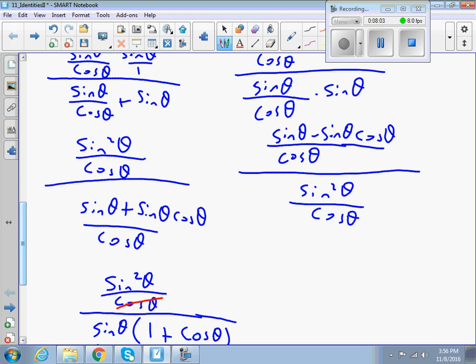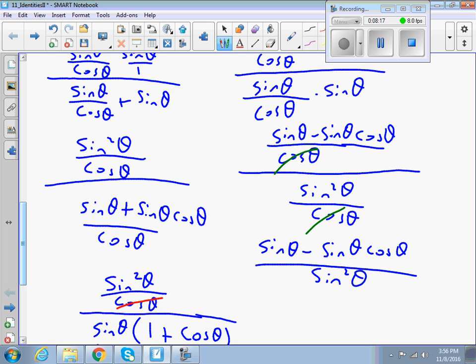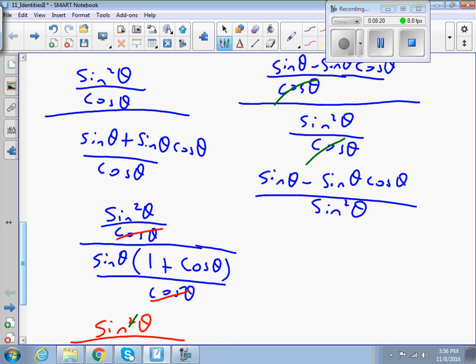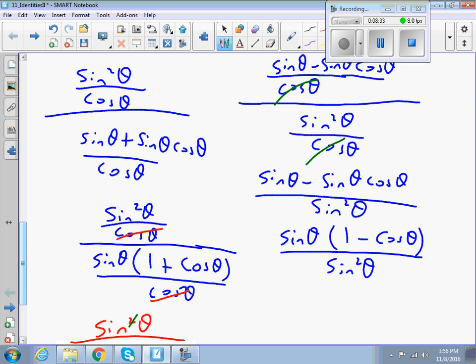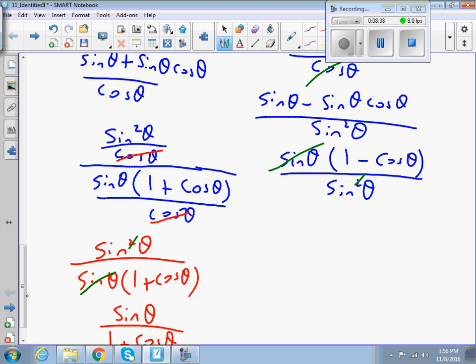Again, same thing, the cos thetas cancel out. You're left with sine theta minus sine theta cos theta over sine squared theta. Same thing as we did over there, sine theta is a common factor, we factor that out, we are left with 1 minus cos theta over sine squared theta. Again, similar approach, the sine theta and the square cancel out. We are left with 1 minus cos theta over sine theta.